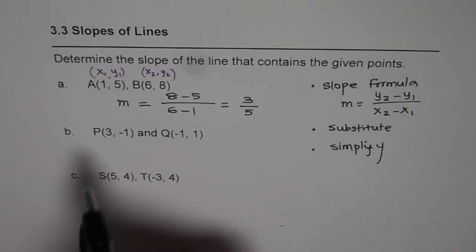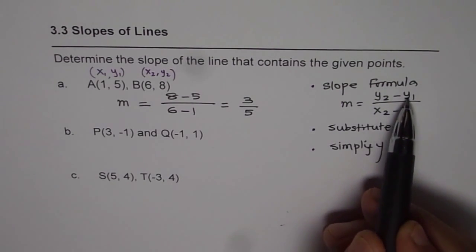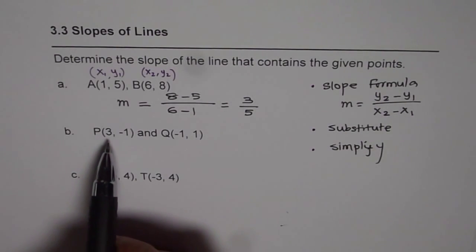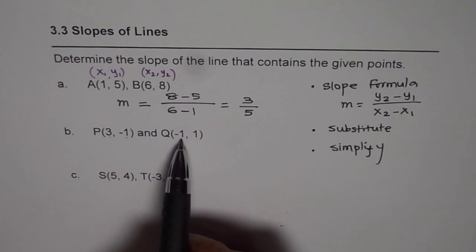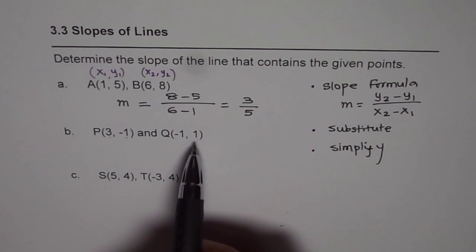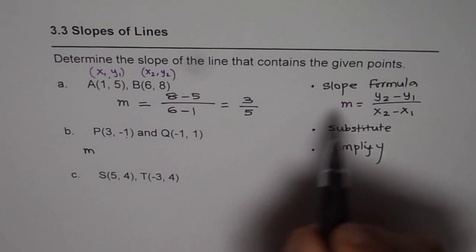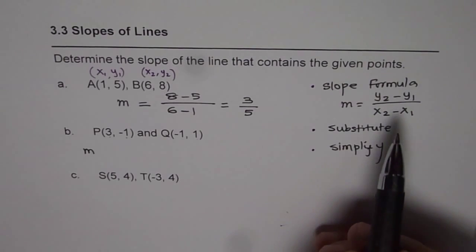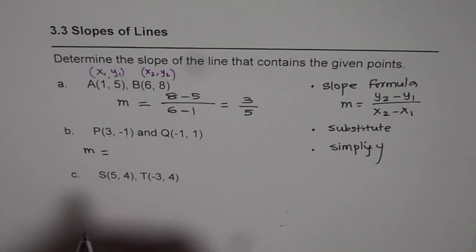So first we'll write down the formula. The formula here is m equals y2 minus y1 divided by x2 minus x1. For us, x1, y1 are 3 and minus 1 respectively. x2, y2 are minus 1 and 1, right? Let us substitute these values in the formula. I'm not writing the formula again and again, I've just written it once there. So my next step is substitute. Let's substitute the values and find the slope.